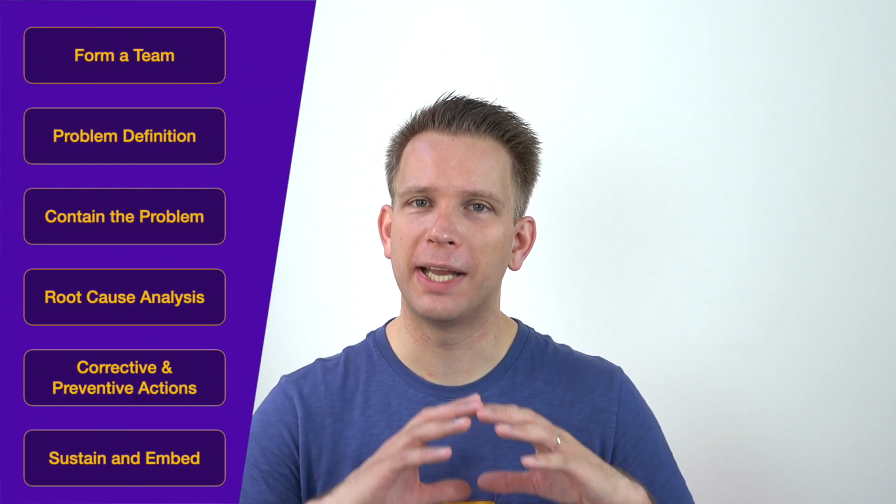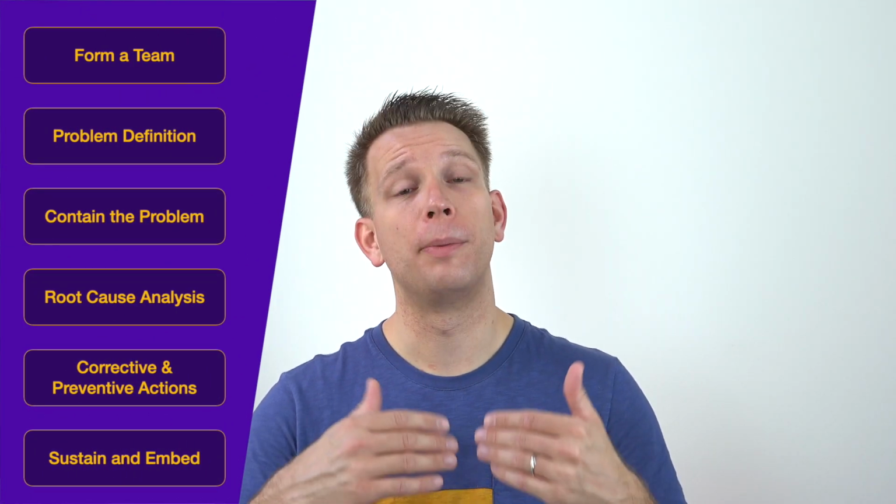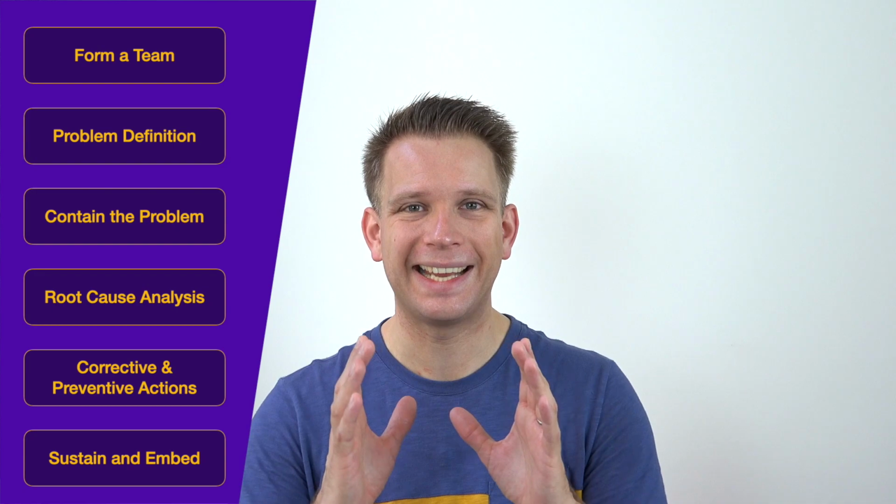When we have agreement about the problem definition, we move on to step 3, containing the problem. Now, I'm sure you already stopped the big obvious problems and especially any safety risks or quality defects. But now that you have a better understanding of the problem and its causes, you will be more able to put checks and balances in place. This will allow you to stop the problem and not just fish out the bad results.